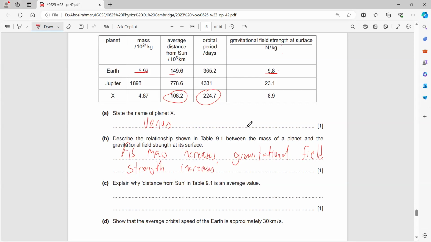Explain why the distance from the sun is an average value. Why isn't it an exact value? It's not circular. It is not circular. It's an elliptical orbit. Planets have an elliptical orbit.